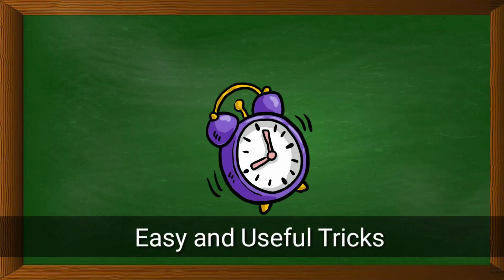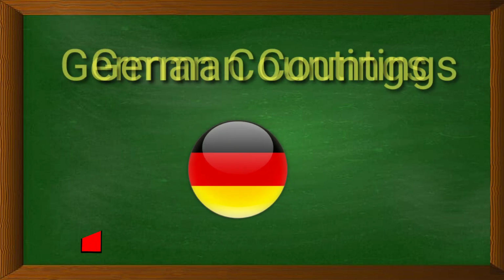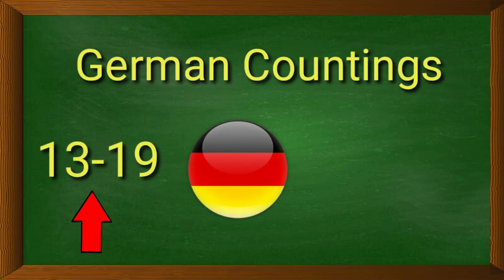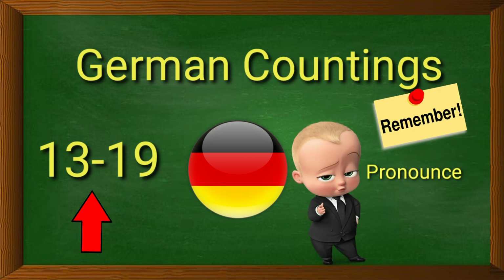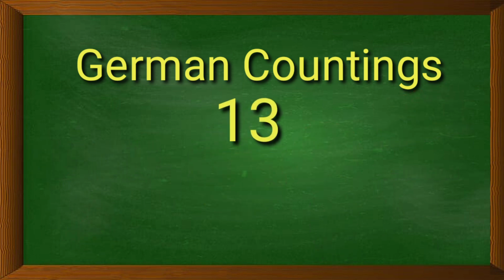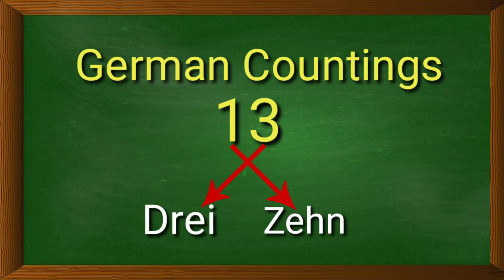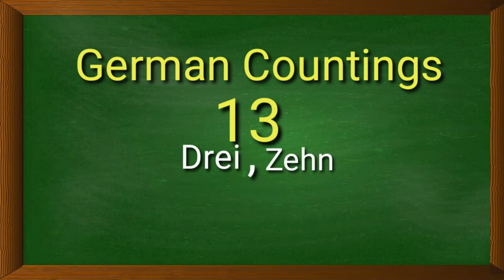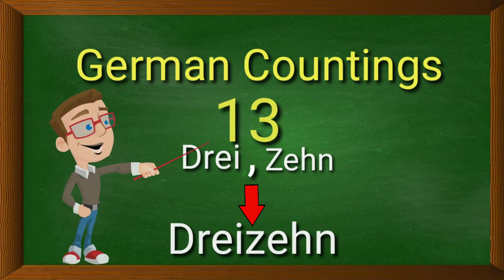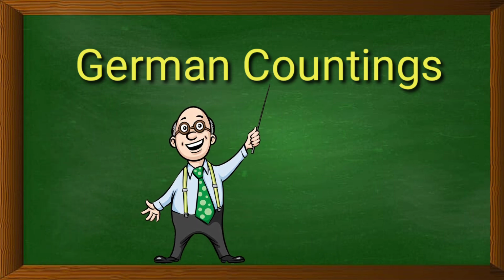Now it's time for easy and useful tricks. German countings starting from 13 to 19 is quite simple, so don't go with the quantity of words. Make it simple to remember, as in to pronounce, write and learn. So from 13, in German countings, 3 comes first and 10 comes after it. As you already know that 3 is 3 and 10 is 10, which combines together and form 13. Now let's continue.